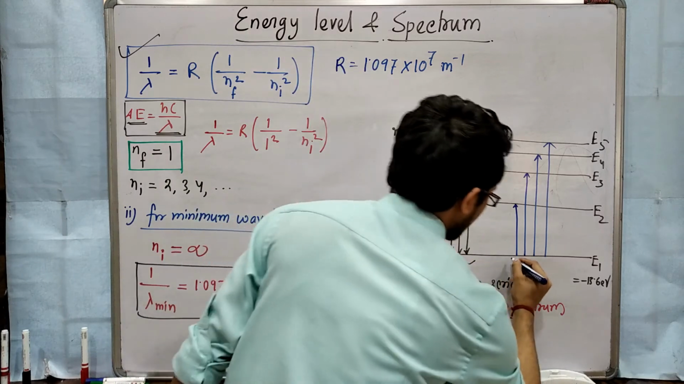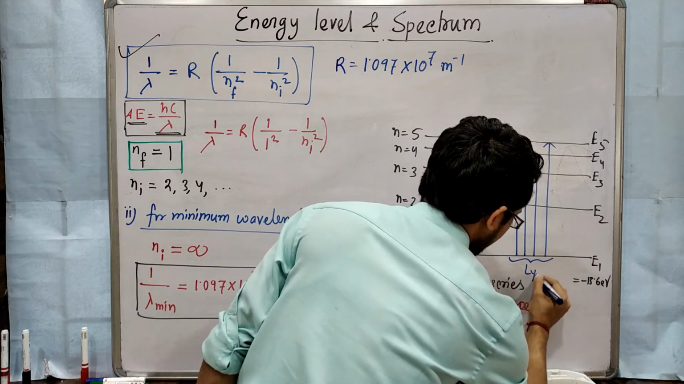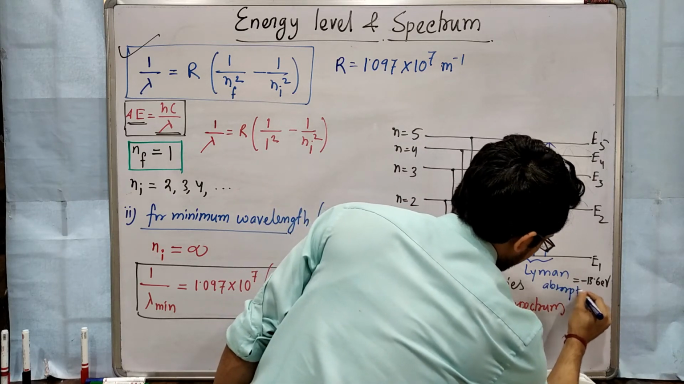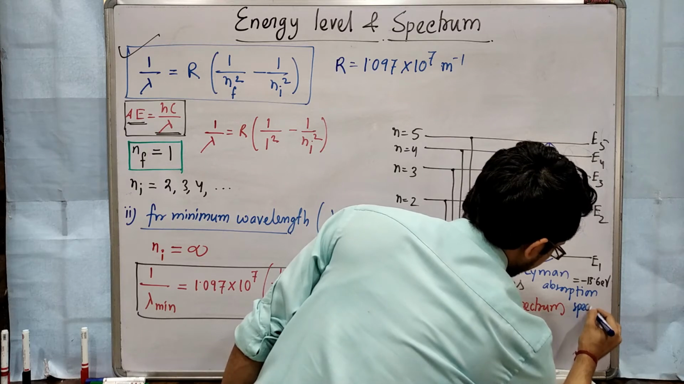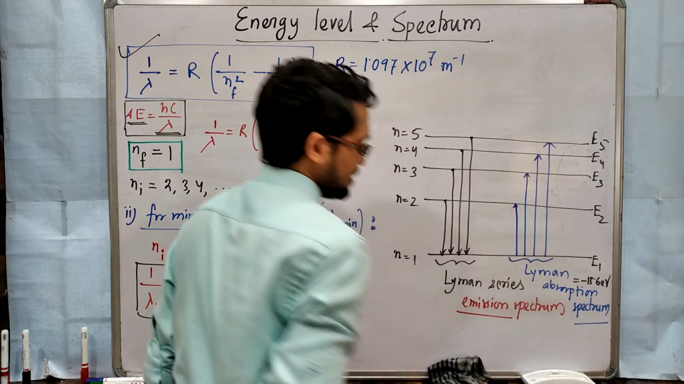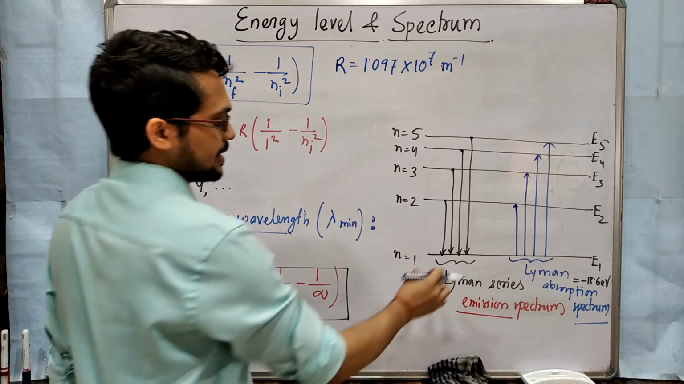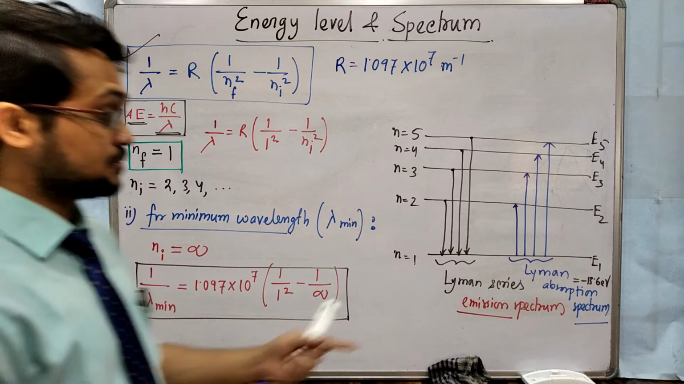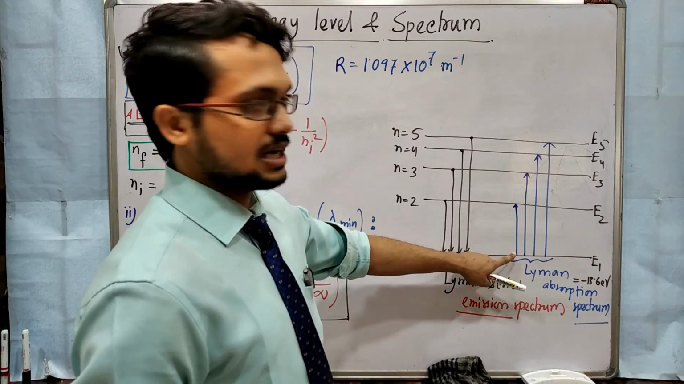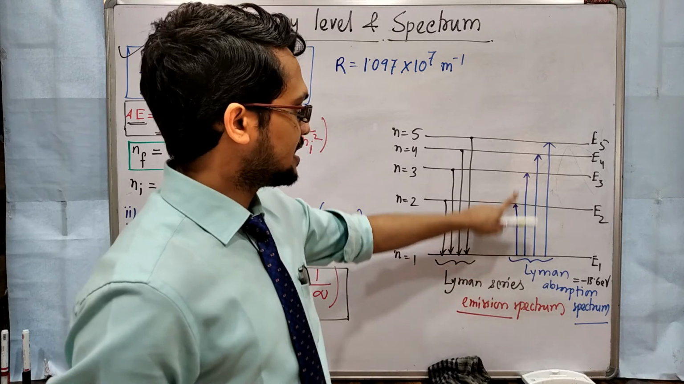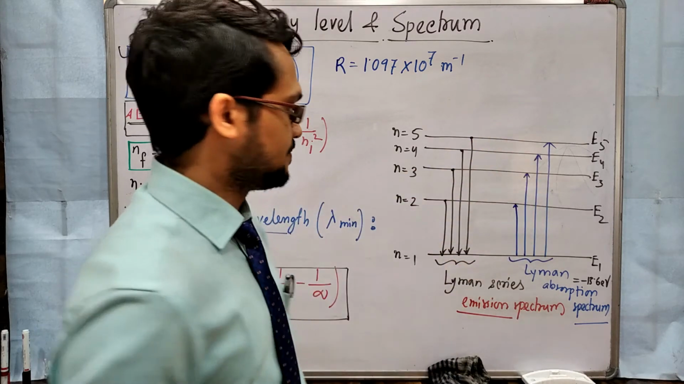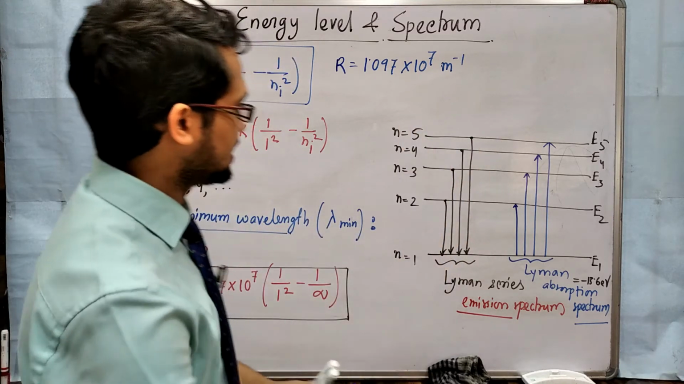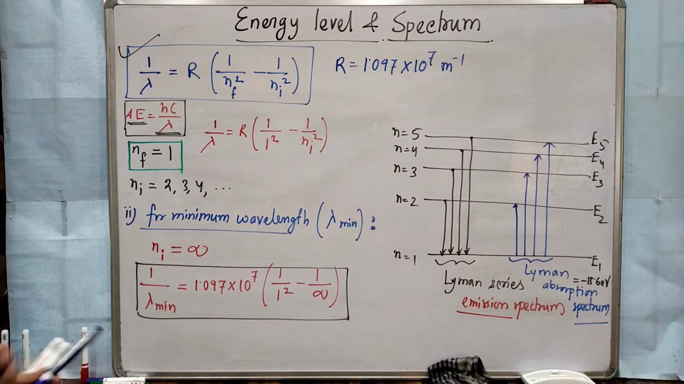This series is called Lyman absorption spectrum, and this series is called Lyman emission spectrum. Sometimes they ask for absorption also. Absorption means it will start from n equal to 1 for Lyman series, then it will go to each level. Just reverse the arrow of the emission spectrum. Clear? So this is for Lyman series.